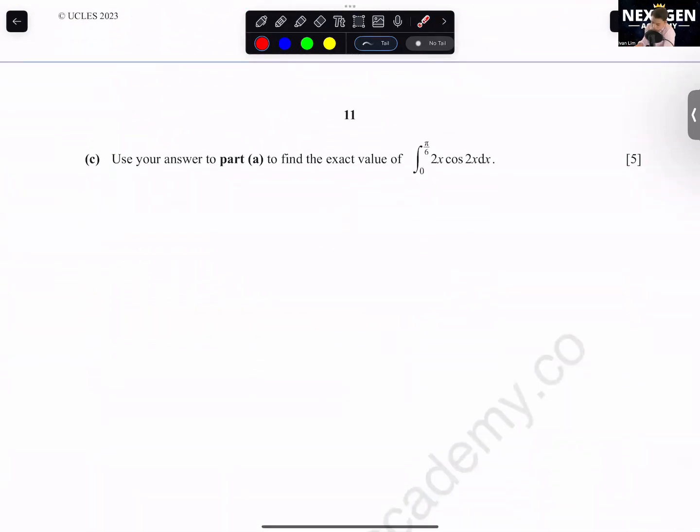Question C. Use your answer to part A to find the exact value for the integral from 0 to pi over 6 of 2x cos 2x dx. This will not continue with B, right? How do we do this? We need to identify the form first. What's this form here? The form is u and v, the product rule form. Can we integrate? Right now, cannot.